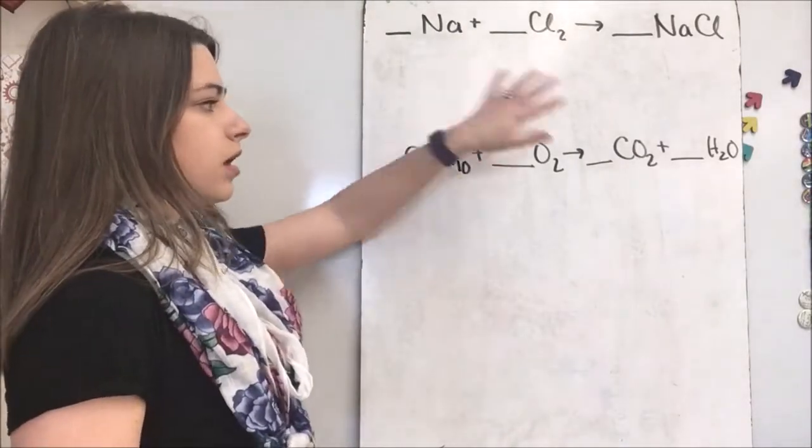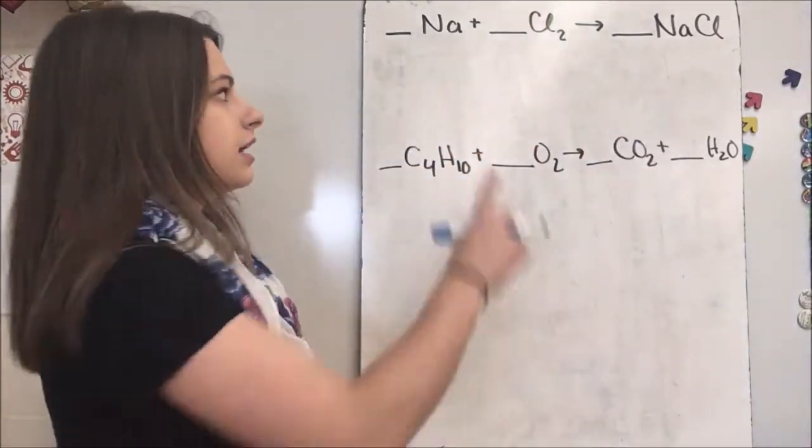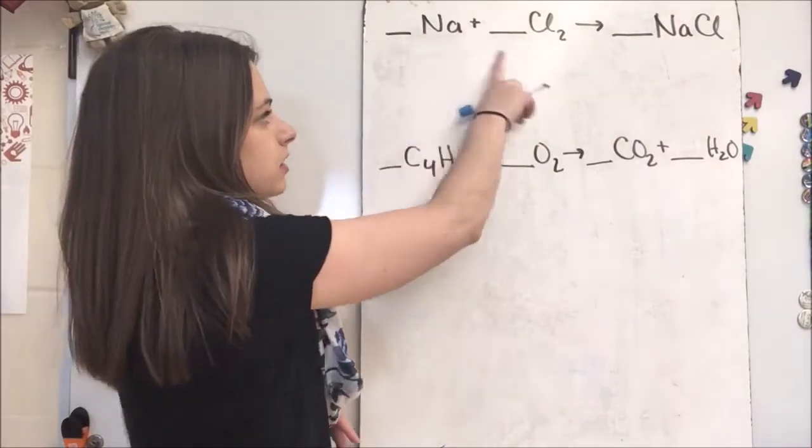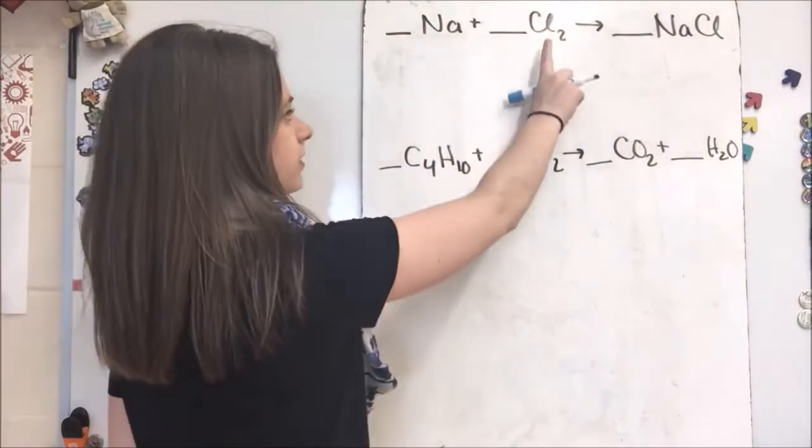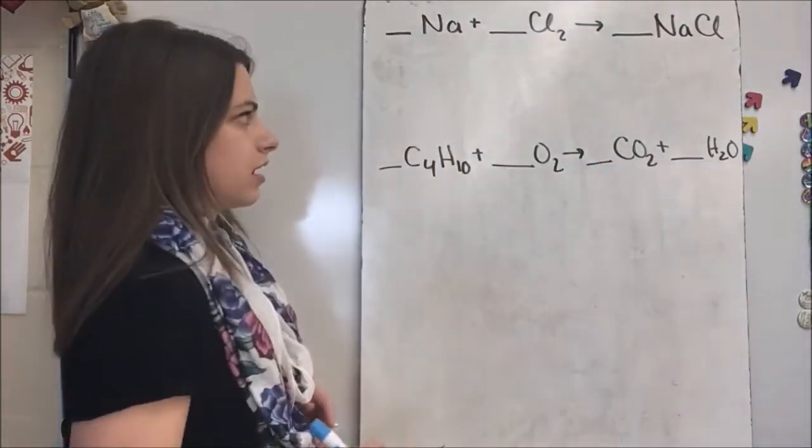Okay, example one, ignore the bottom one for right now. Example one, sodium plus chlorine produces sodium chloride. So we have Na and we have Cl2 producing NaCl.